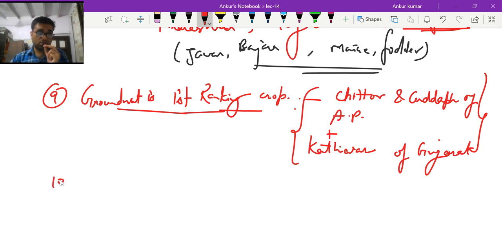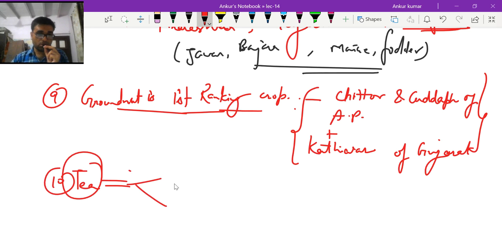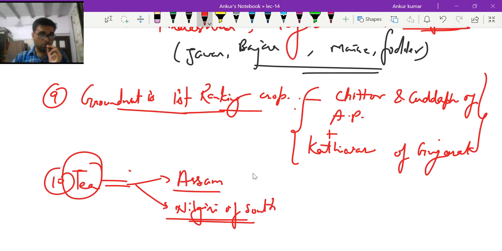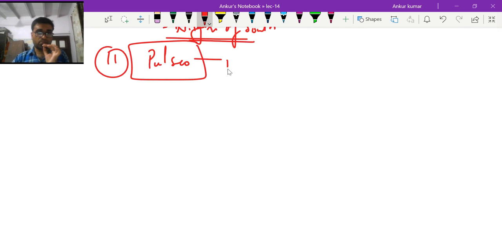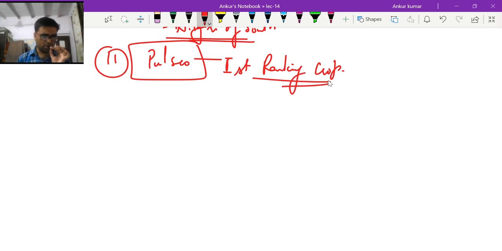Okay, moving on to the 10th region, that is the tea, where the tea is the first ranking crop, and these include two regions. One is the Assam hills and another is the Nilgiri of south. So these are the two regions where the tea is the first ranking crop. And the 11th and the last region, as per the Kapok scheme, is the pulses, where the pulses are the first ranking crop. Again, these regions are also scattered across India, right?